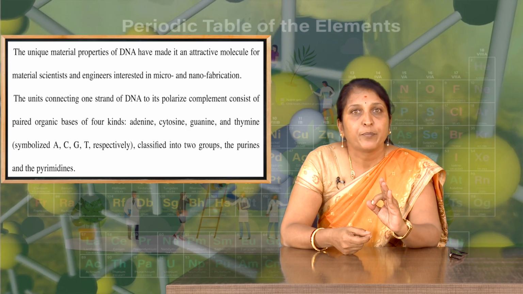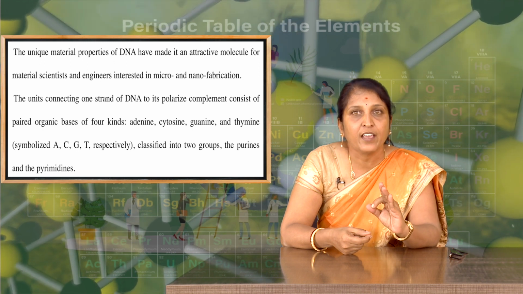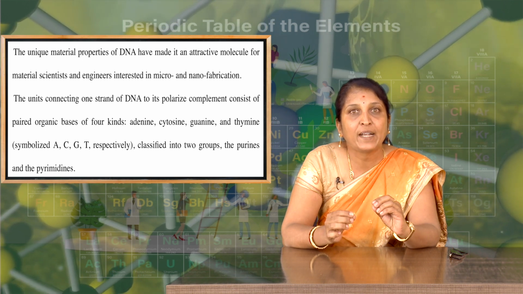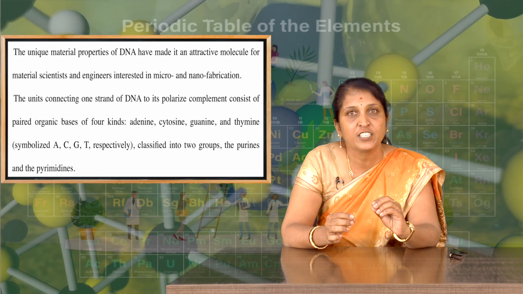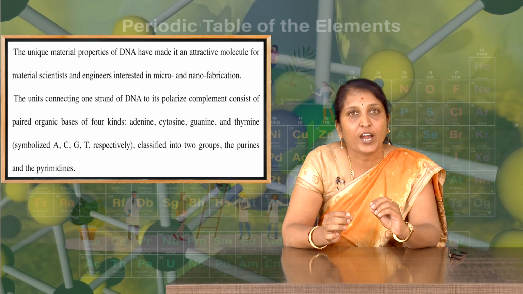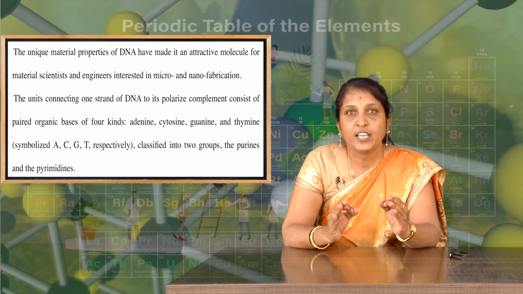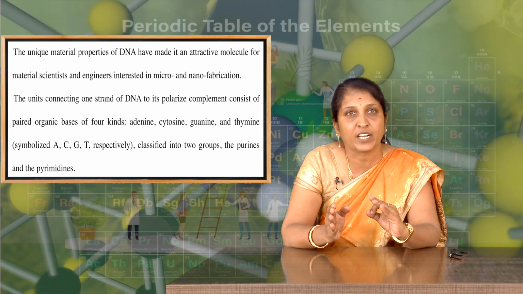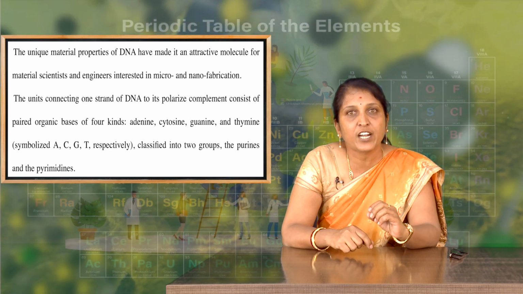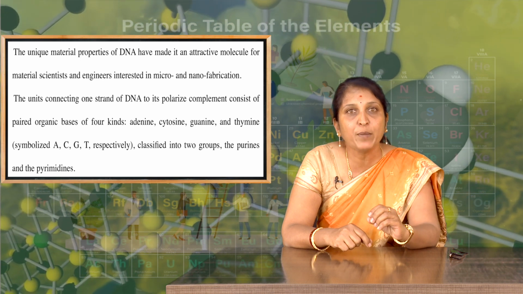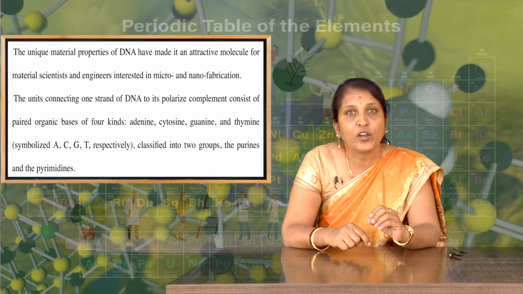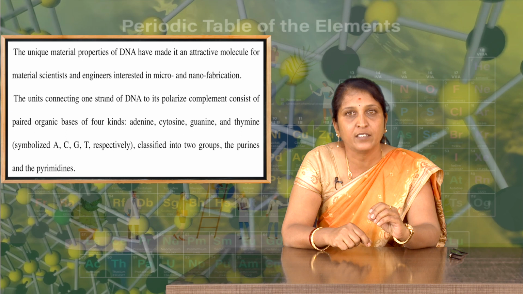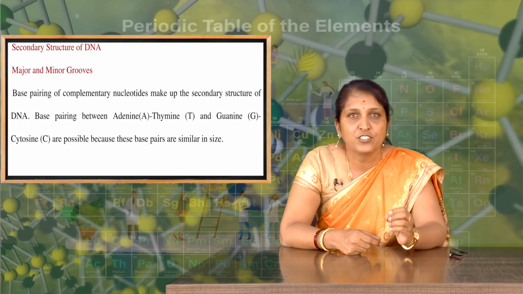The unique material properties of DNA have made it an attractive molecule for material scientists and engineers interested in micro and nano fabrication. The unit connecting one strand of DNA to its polarized complement consists of paired organic bases of four kinds: adenine, cytosine, guanine and thymine. Next, we move to know about secondary structure of DNA.